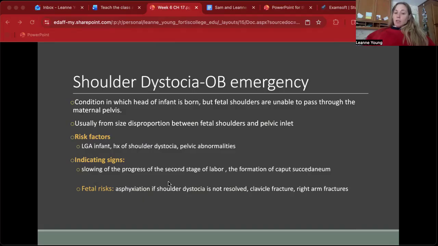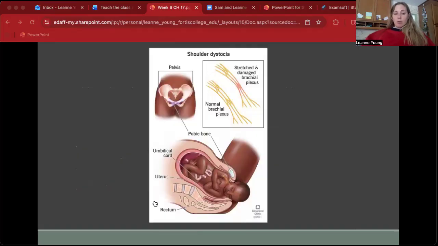What are our nursing interventions? We're going to talk about that here in 2 slides. First, I'm going to show you here a picture of shoulder dystocia. So you can see here's the pelvis, your pubic bone. Down here you have your baby, the head is delivered, and look, that shoulder is bumping up against the pubic bone. Okay? It can lead to brachial plexus injury, damaged nerves, like that clavicle fracture, arm fracture. It's very high risk. Okay? And we need to be careful with them.